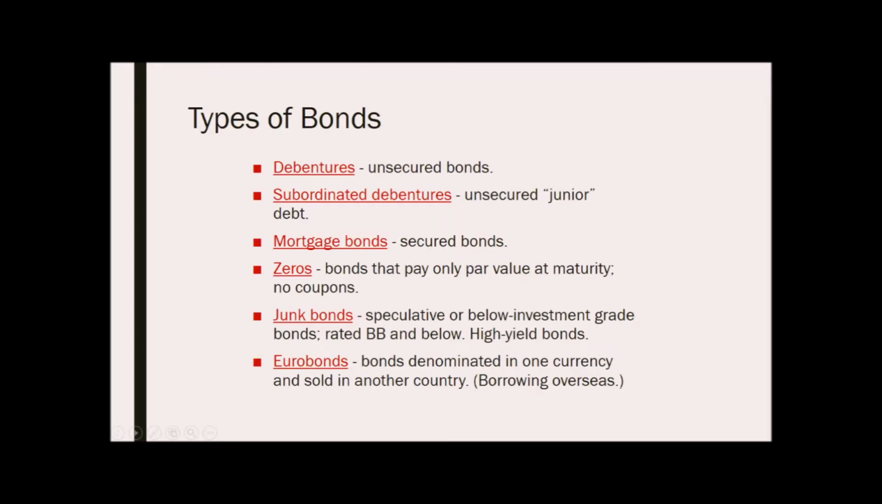Debentures are unsecured bonds. Subordinated debentures are unsecured junior debt. Mortgage bonds are secured bonds. Zeros are bonds that pay only par value at maturity, which contains no coupons. Junk bonds are speculative or below investment grade bonds rated BB and below. These are also called high yield bonds. Eurobonds are bonds denominated in one currency and sold in another country.